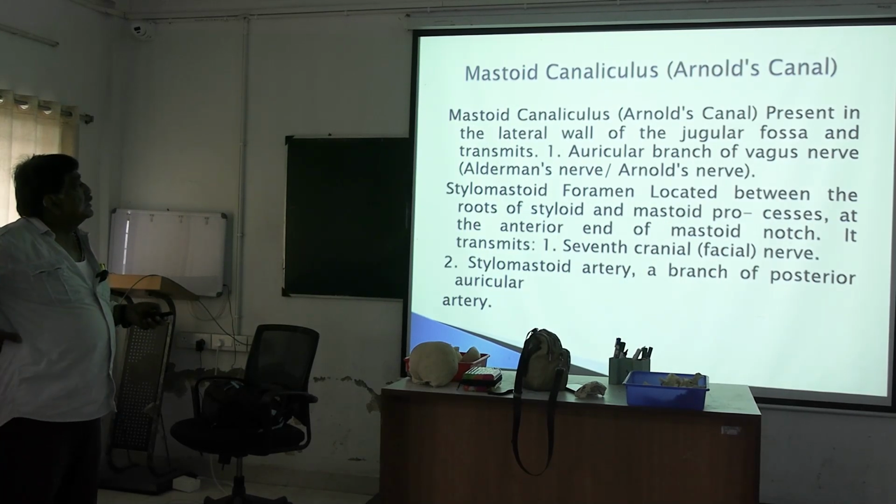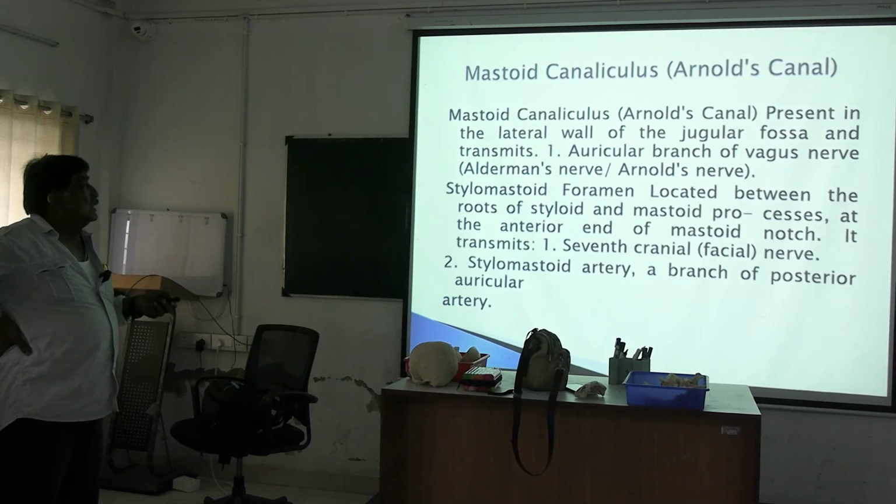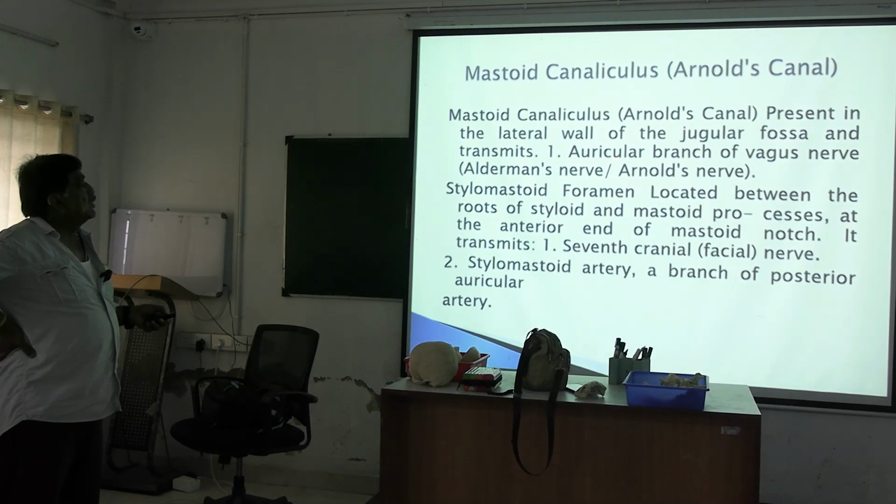Now, the mastoid canaliculus, Arnold's canal. This can be a short note or MCQ. The mastoid canaliculus, Arnold's canal, is present in the lateral wall of the jugular fossa and transmits the auricular branch of the vagus nerve, Alderman's nerve, Arnold's nerve.